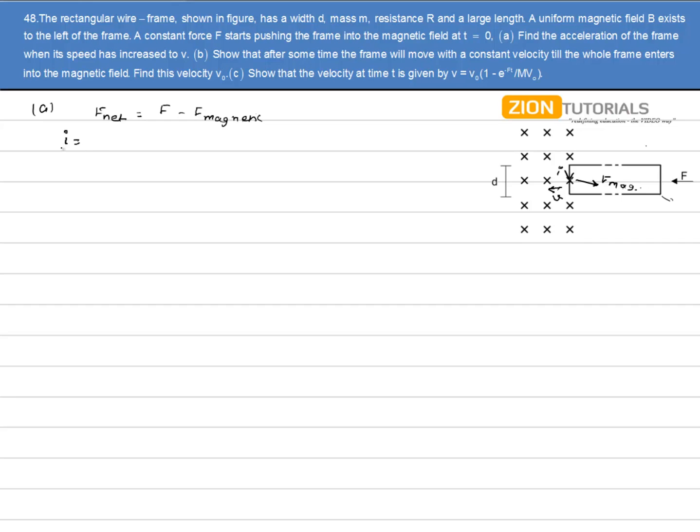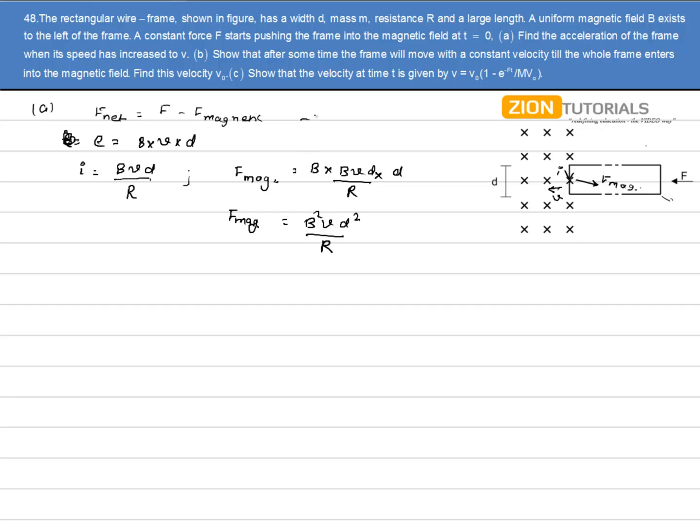The EMF that will be induced at this very instant will be given by B into V into D, because the length of this rod is D, and the current will be given by BVD by resistance R. Now this is the current through the rod, so the magnetic force will be given by magnetic field into the current, that is BVD by R, into length again, D. On solving this I get B square V D square by R as my F magnetic.